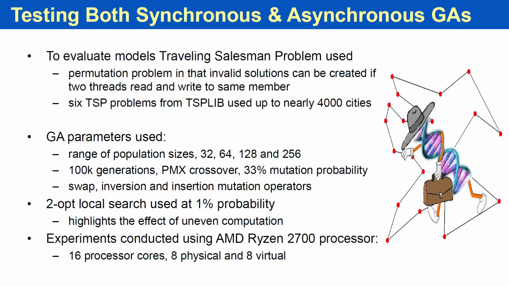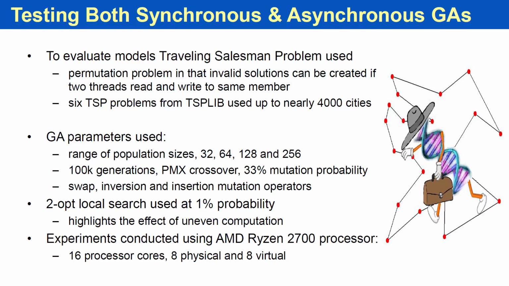The GA parameters used: we're going to try different population sizes, 32, 64, 128, 256, and 100,000 generations, BMX crossover, and a 1 in 3 chance of mutation occurring with swap, inversion and insertion mutation. We're also going to use 2-opt local search.